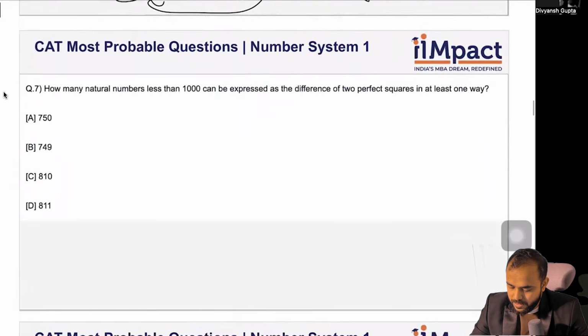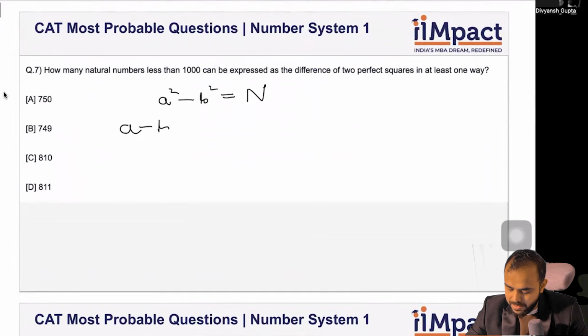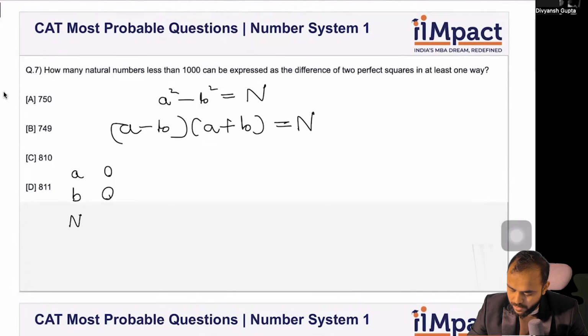All right, moving on. How many natural numbers less than 1000 can be expressed as the difference of two perfect squares in at least one way? So we are saying that a square minus b square is equal to capital N. This means (a minus b) into (a plus b) is equal to capital N. So now let us talk about this. If a and b are both odd, what will be the parity of capital N? This will give you (odd minus odd) into (odd plus odd), that is even but with a power of 4.